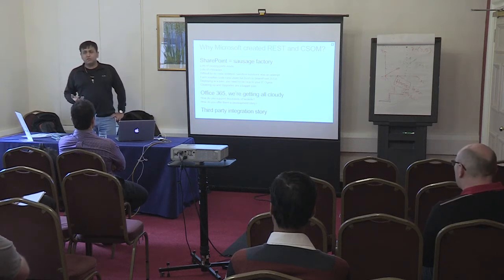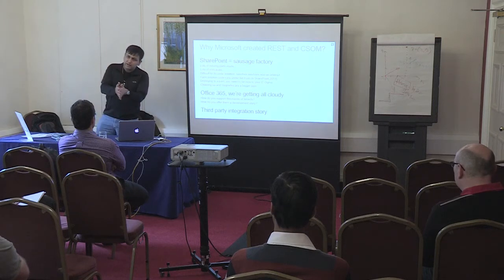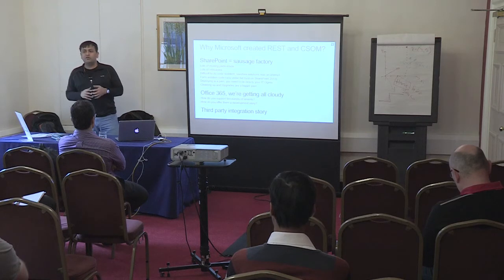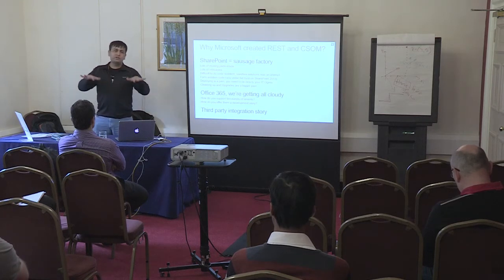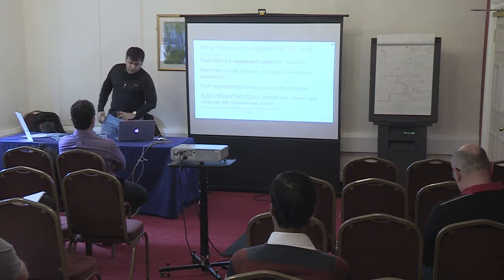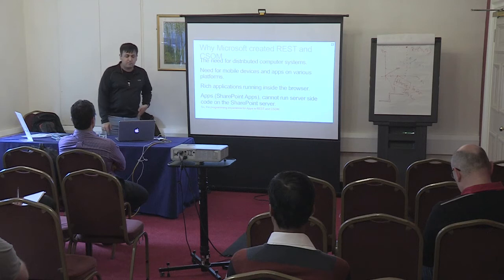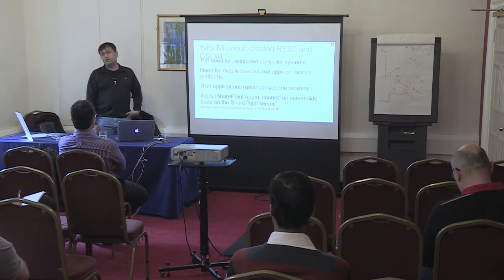So they gave us REST and CSOM, so we don't have to work inside that API, and we can write our code outside that API. As a result, our farm stays much more reliable, and we have an easier way of deploying things as well. So again, why did Microsoft create REST and CSOM? Because today we have a need for distributed computer systems.